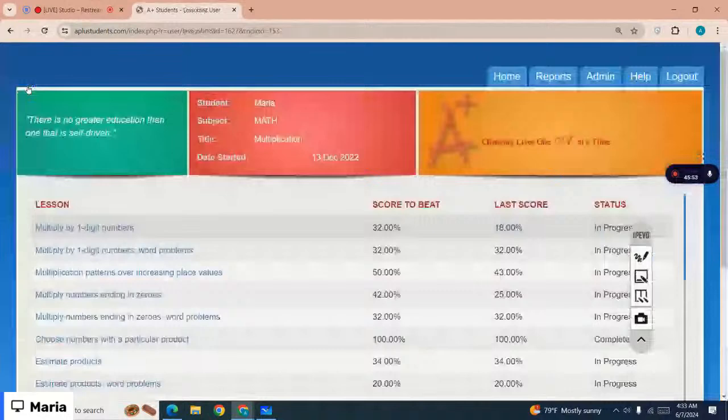The next lesson is multiply numbers ending in zeros. You have to do the word problems on your own, right? Choose numbers with a particular product. Let's just start with the lesson.